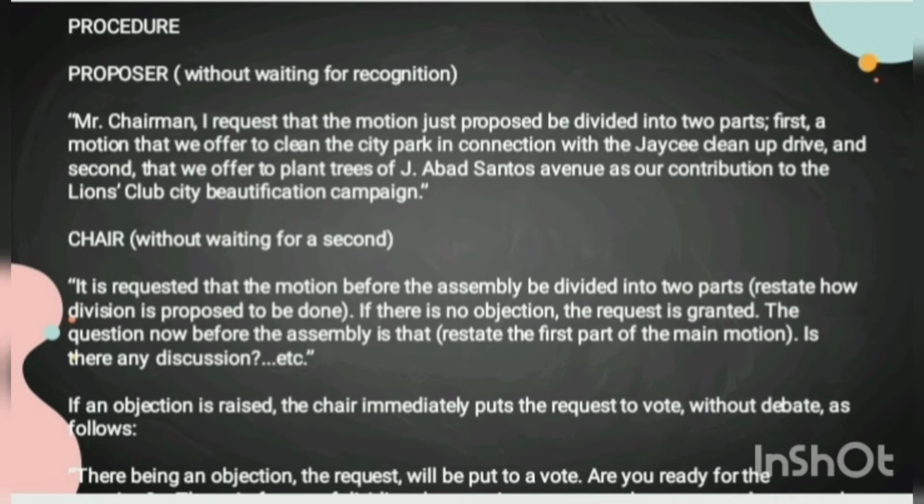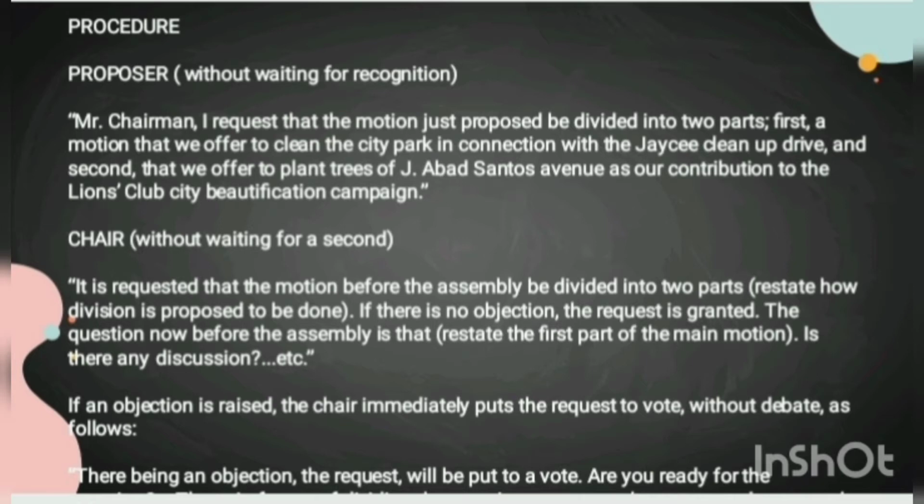Then, if there is no objection, the request is granted. The question now before the assembly is that the chair will restate the first part of the main motion. After that, the chair will say, "Is there any discussion?" If an objection is raised, the chair immediately puts the request to a vote without debate as follows.